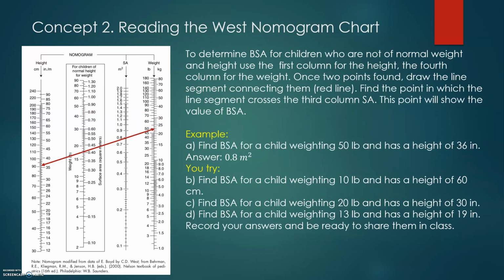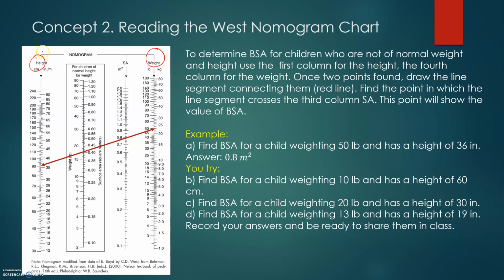Now we will look at how to determine the BSA for children whose weight and height are not normal, they are abnormal, they might be maybe obese or maybe too skinny. So for that we need to use three other columns. We need to use the height, we need to use the weight. Since we know the height and weight, we will connect the lines. We will connect 2 points with the lines.